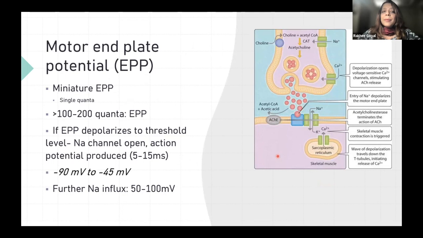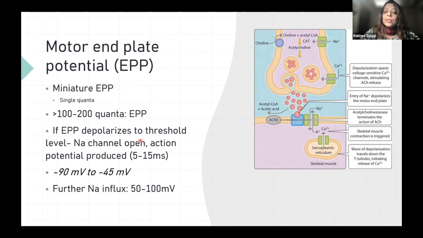Now, what is happening at the motor end plate potential? What is the electrical part that's going on? Now, as I said, a single quantum will release acetylcholine from a vesicle. This creates a miniature end plate potential. This is not good enough for a muscle contraction, but when 100 to 200 or more quanta of acetylcholine are released, an end plate potential is created.